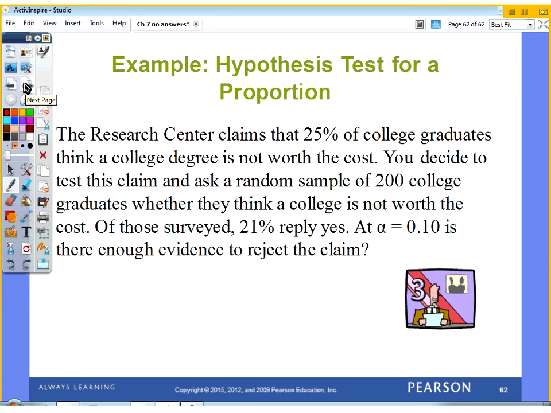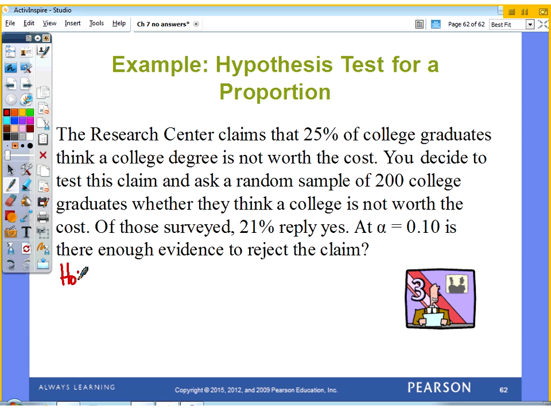One more. The research center claims that 25% of college graduates think a college degree is not worth the cost. You decide to test this claim and ask a random sample of 200 college graduates whether they think a college is not worth the cost. Of those surveyed, 21% replied yes. At alpha equal to 0.1, is there enough evidence to reject the claim?